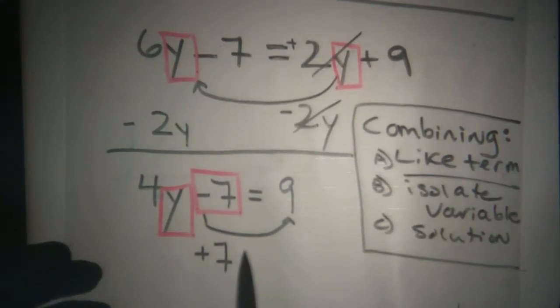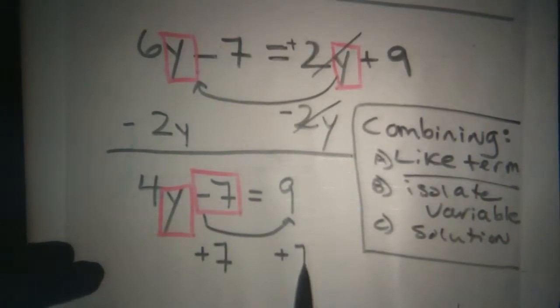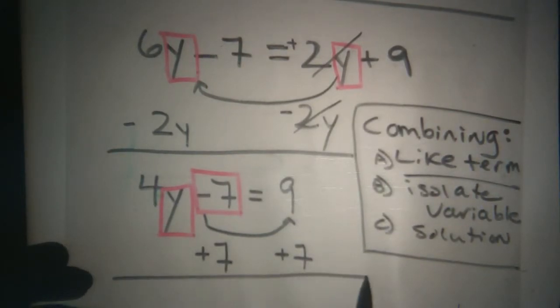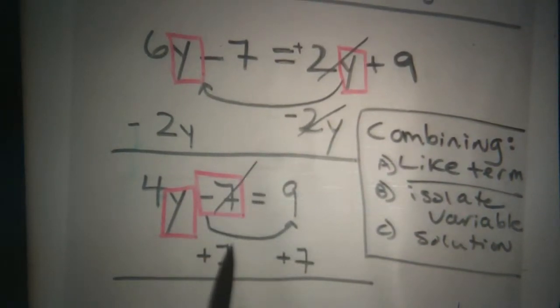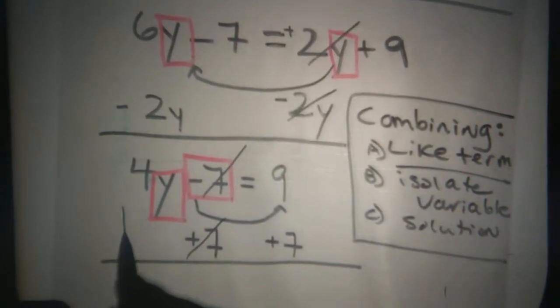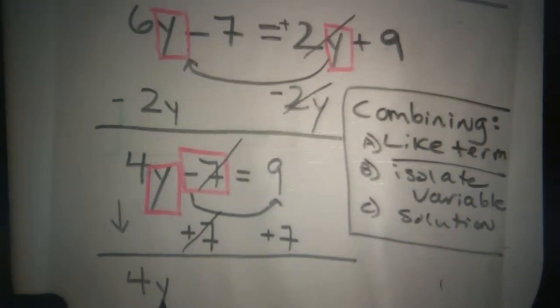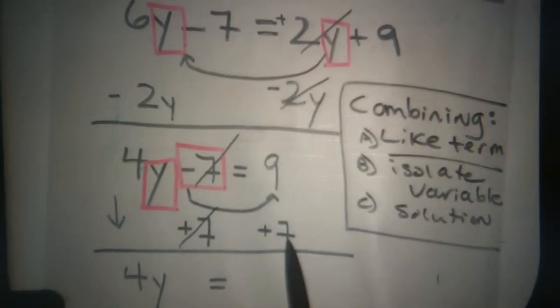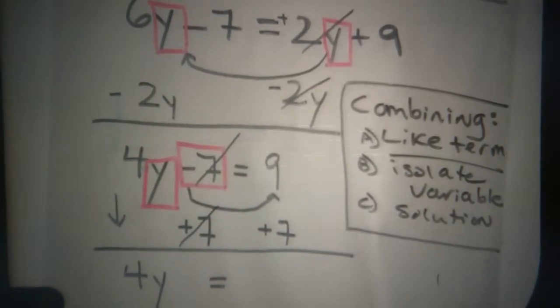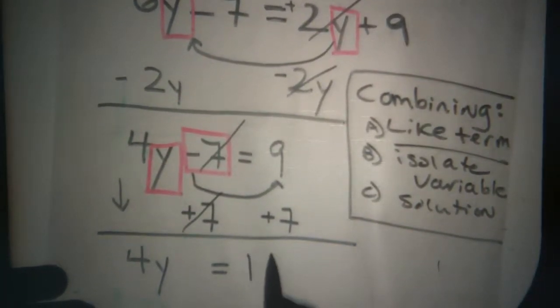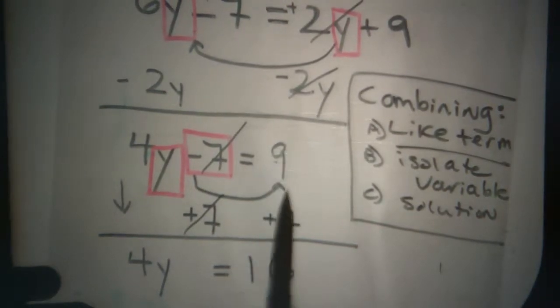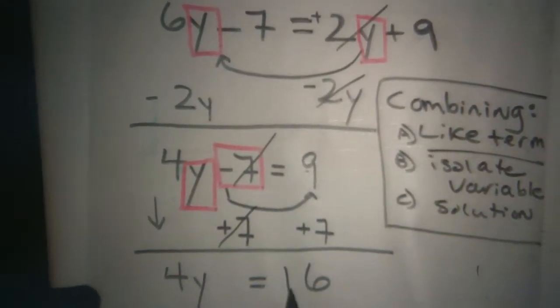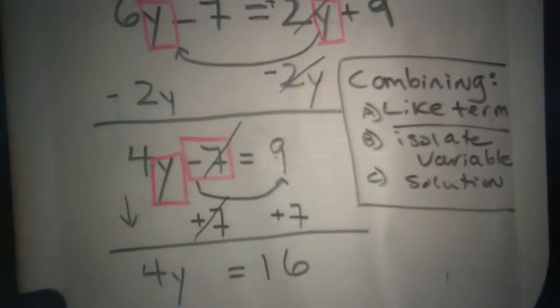Again, our mantra, what I do to one side of the equal sign, I must do to the other. So add my 7 on this side of the equal sign as well. So this cancels out here. Bring down my 4y. My equal sign. Now I have like terms. A 9 and a 7 are both constants. I can combine them. 9 plus 7, 16. Now that's a positive 9 plus a positive 7, which gives me a positive 16. Am I finished?